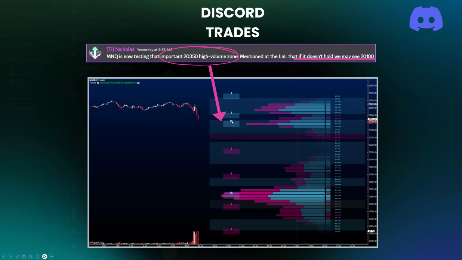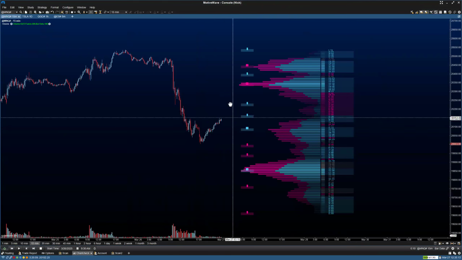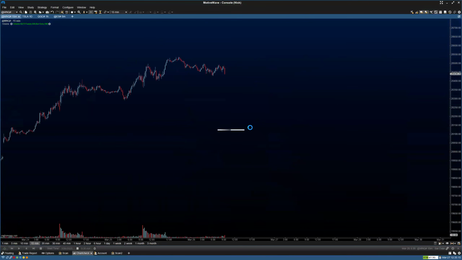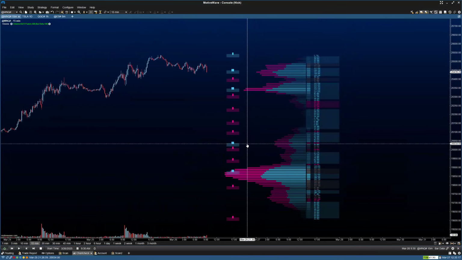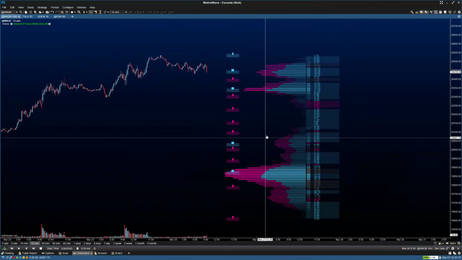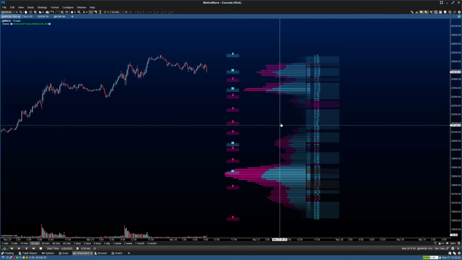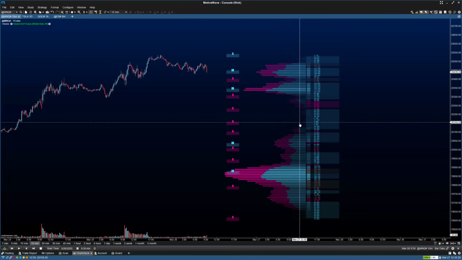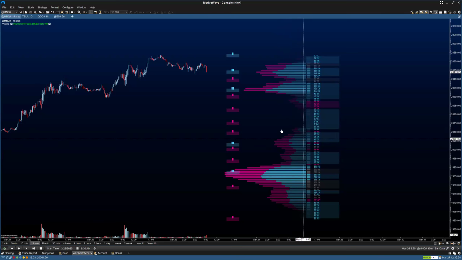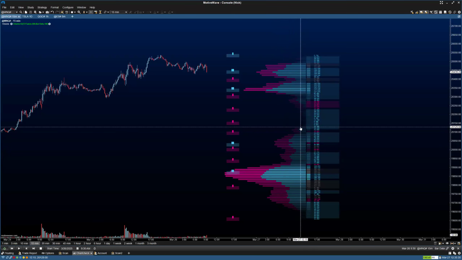If that level gets broken, we may see 20,180. Why? Because 20,180, we look back on our MotiveWave charts at that point in time, 20,180 was down here, basically, or where was it? It was around here, which at the point in time, around 9:55, looked like we might start to get into an area of high volume. So, maybe take your profits if you're short. So let me come back here to the slide.